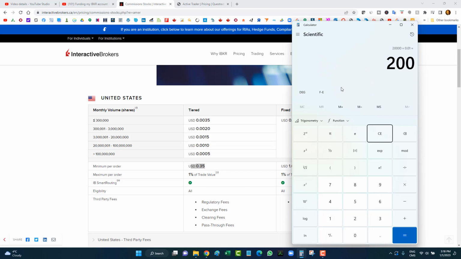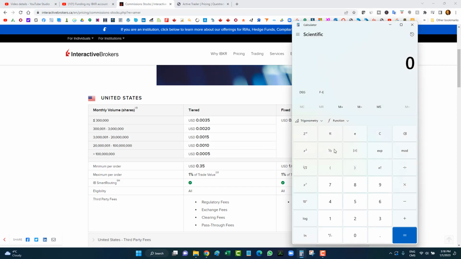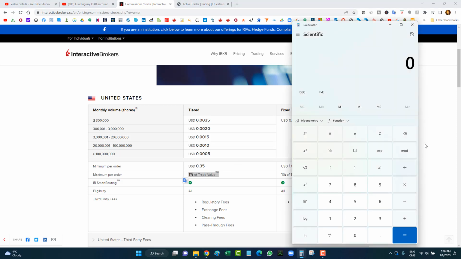So obviously it's not going to be 1% of the trade value. In this case, it's going to be the minimum per order, which is the 35 cents. Now, where the maximum comes in is going to be where you're buying a cheap stock and you're buying thousands of shares.